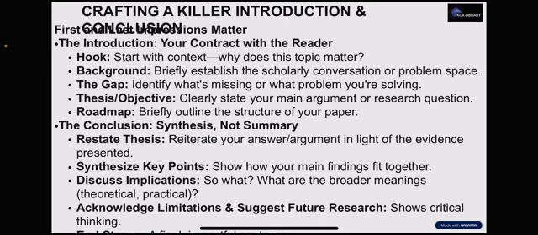And the gap here, you establish your gap, and in doing this, you identify what is missing or what problem you are solving in your research. Then the thesis or objective, you clearly state your main arguments or research questions, while the roadmap, you briefly outline the structure of your paper.